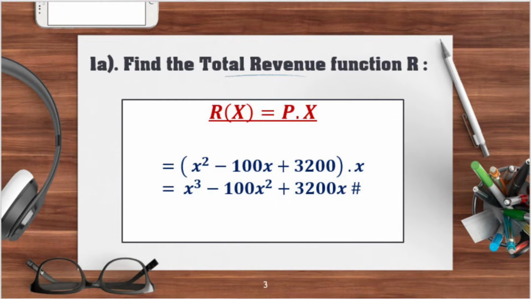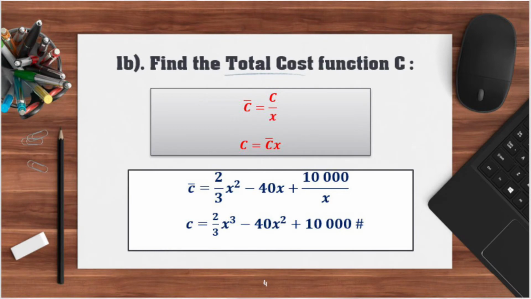To find the total revenue function, we need to use the formula price P multiplied by quantity x. So, use the equation P that has been given and substitute it into the formula. The answer we get is x cubed minus 100x squared plus 3,200x. Question 1b. Find the total cost function C.